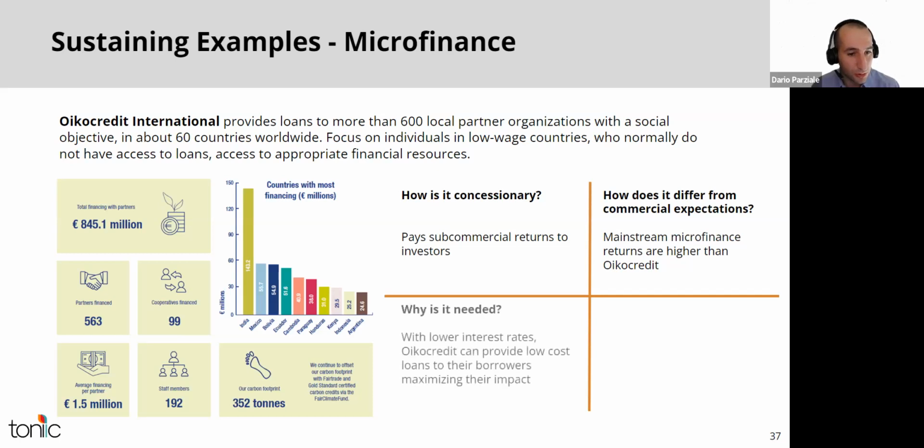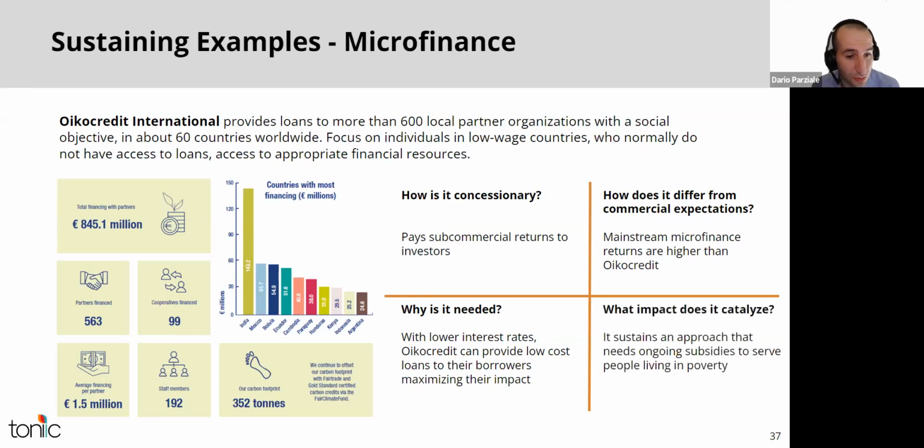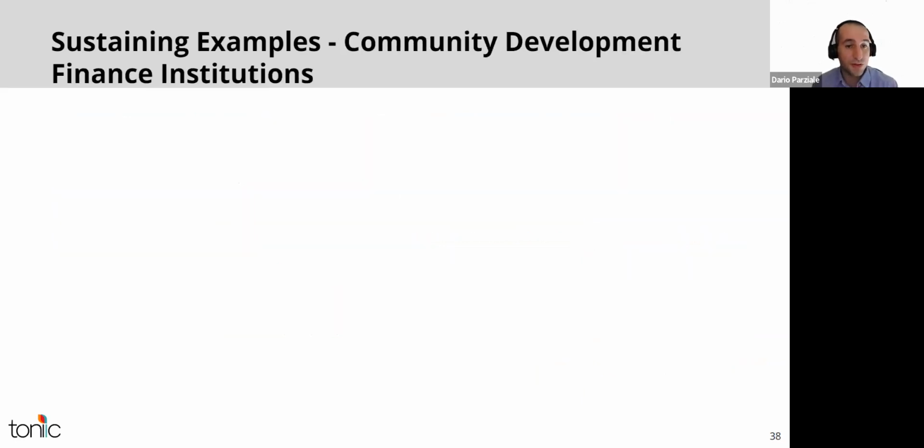It is needed because with lower interest rates, Credit can provide low-cost loans to their borrowers, maximizing its impact. And the impact that it catalyzes is to sustain an approach of microfinance that needs ongoing subsidies to serve people living in extreme poverty. Another sustaining example are community development financial institutions.